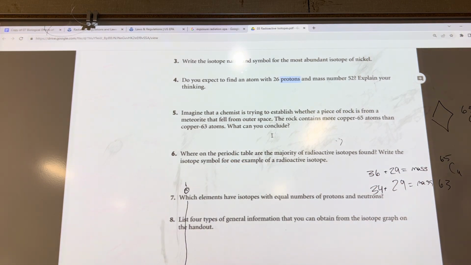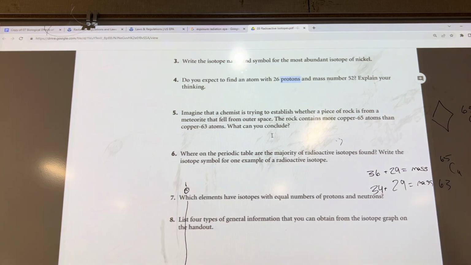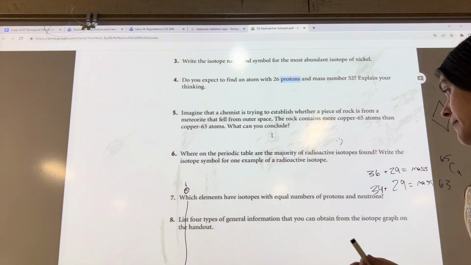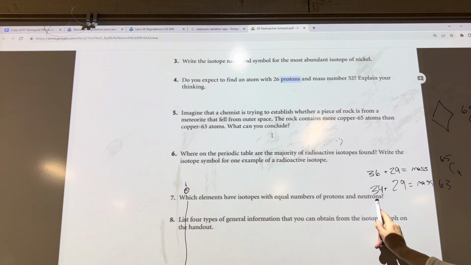All right, where on the periodic table are the majority of radioactive isotopes found? You shouldn't have remembered it, but above element number 84. Above 84, radioactive. Which elements have isotopes with equal numbers of protons and neutrons?